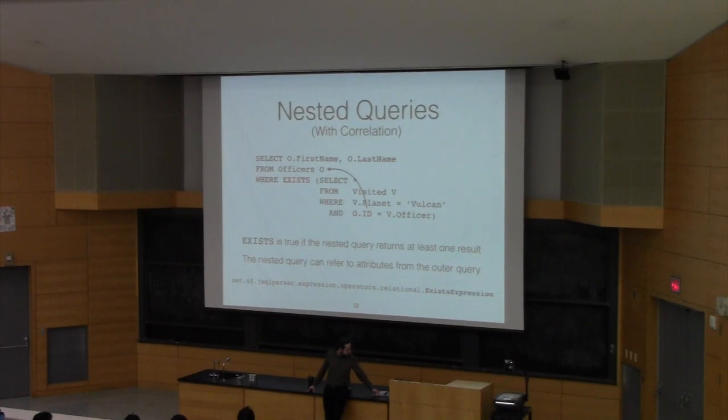There's also another one called EXISTS. EXISTS basically says return true if the list has at least one element in it. So in this case, find me all officers, find me a list of all of the visits that this particular officer has made to Vulcan, and if that list has at least one element in it, then return true. In other words, if the officer has visited Vulcan at least once, then return true. The nested query can refer to attributes outside of the query. So in this case, officer.id comes from outside of the query. It's a little bit weird, and implementing this in project 3, I believe, is going to be a little bit tricky. So far, you don't need to worry about this, but something to be aware of.